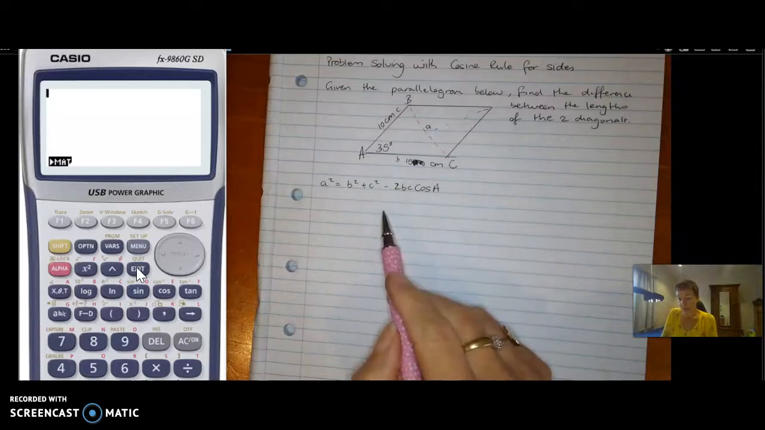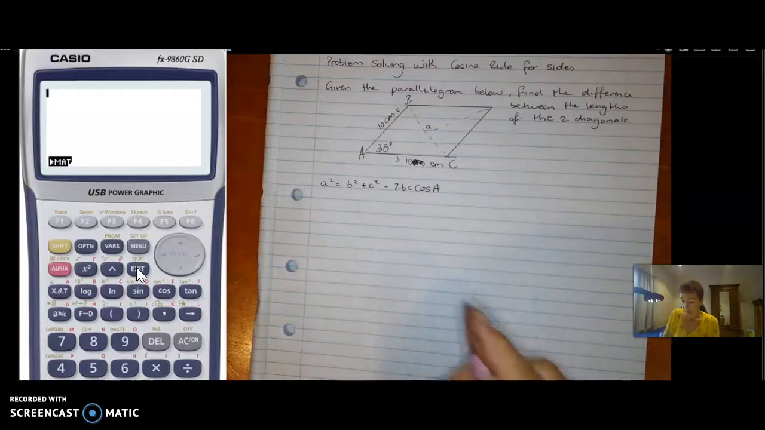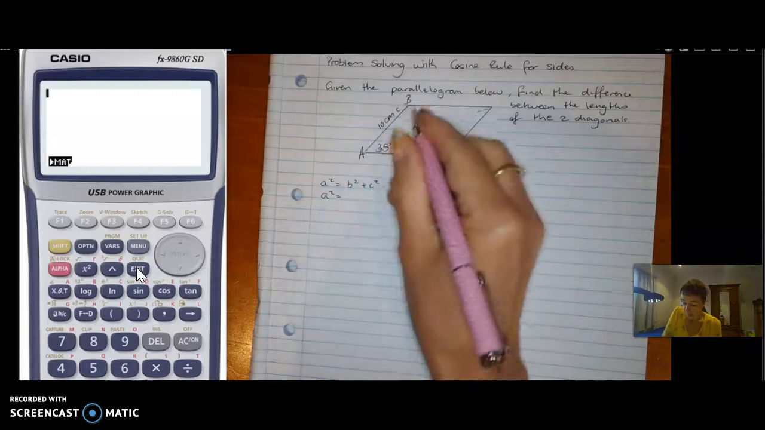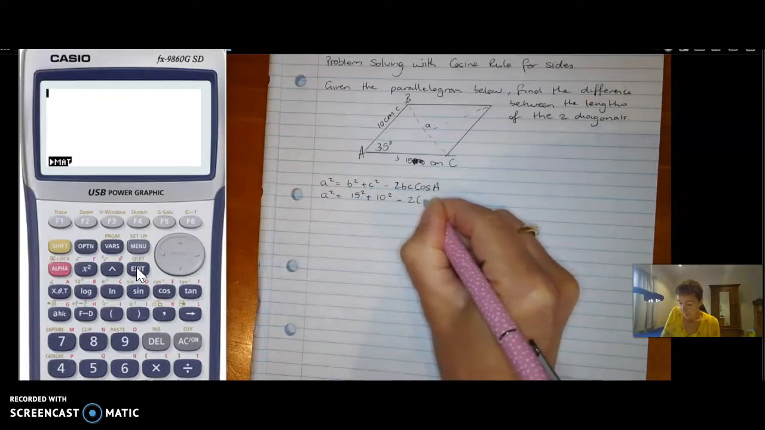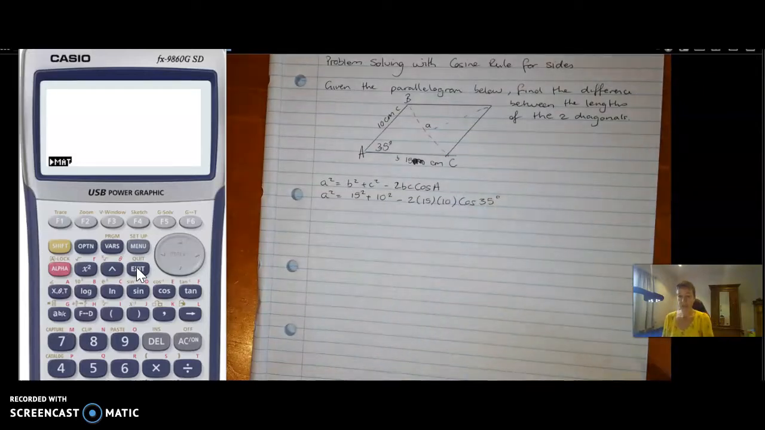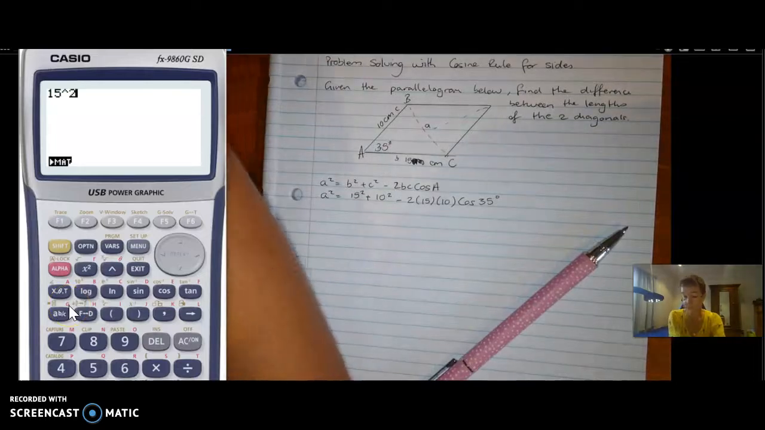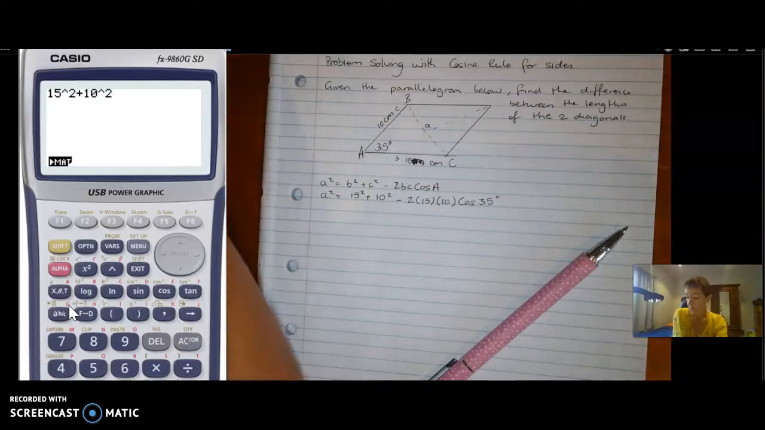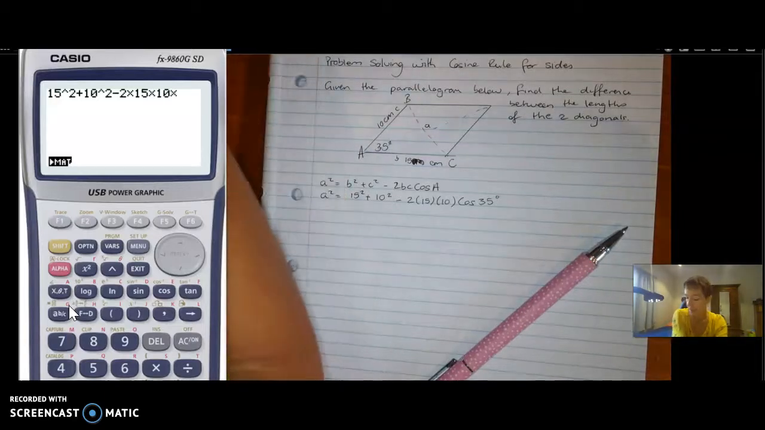First of all, we're just going to substitute in to find out what this shorter diagonal is. So a squared is equal to, that's 15 centimeters, now that I've put that in there, I'm just going to use my calculator to work that out. So 15 squared plus 10 squared minus 2 times 15 times 10 times cos 35.